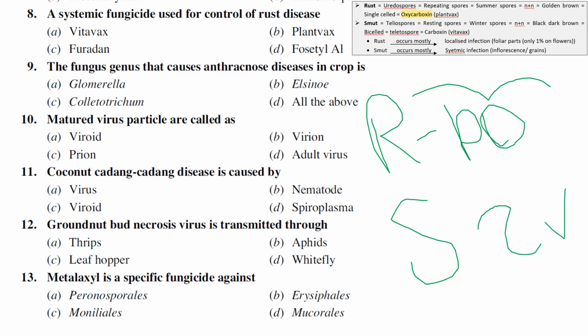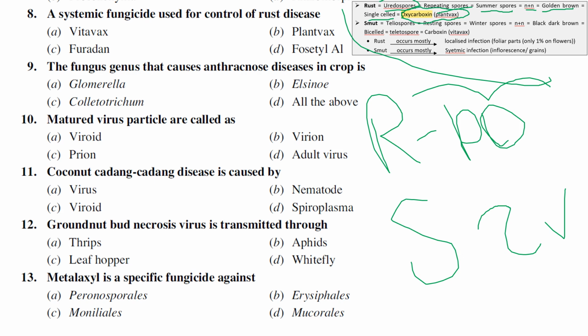Normally carboxin, the trade name is Vitavax. On the right side I have mentioned one picture, which will help us understand the rust diseases. Generally rust produces a spore called uredospore. Uredospore is otherwise called the repeating spore or summer spore, which is n+n in condition, golden brown in color, generally single celled. For the management of all kinds of rust disease, oxycarboxin can be recommended. The trade name of oxycarboxin is Plantvax.